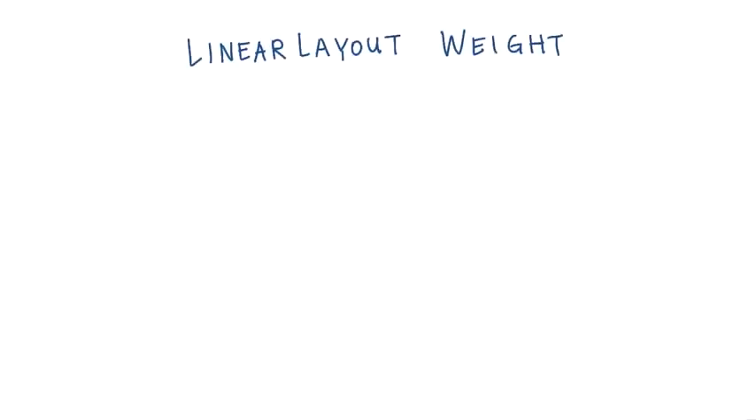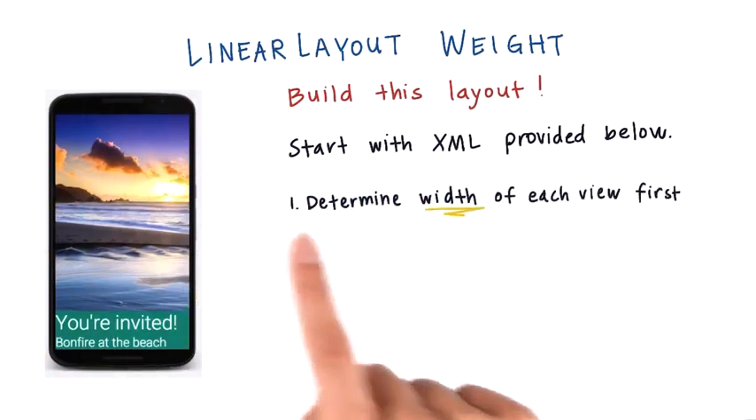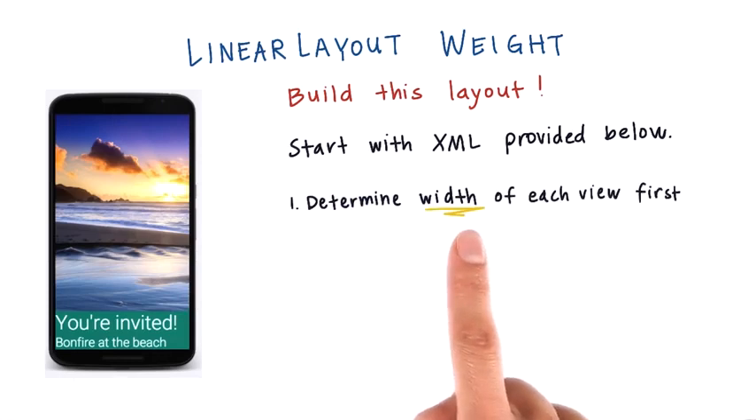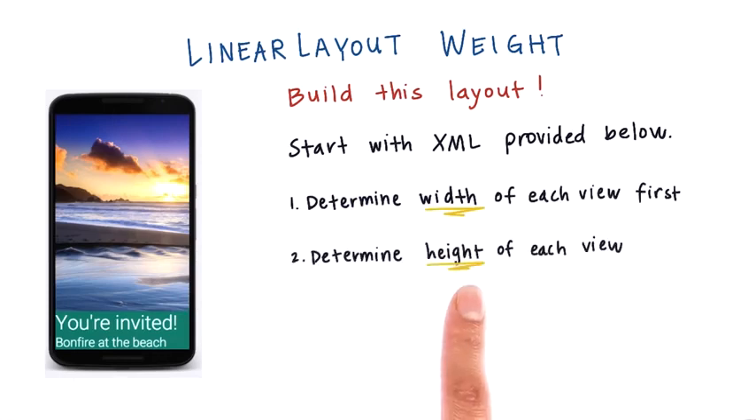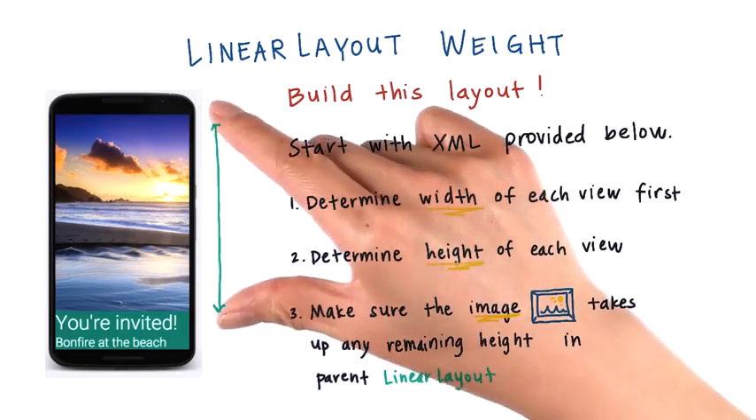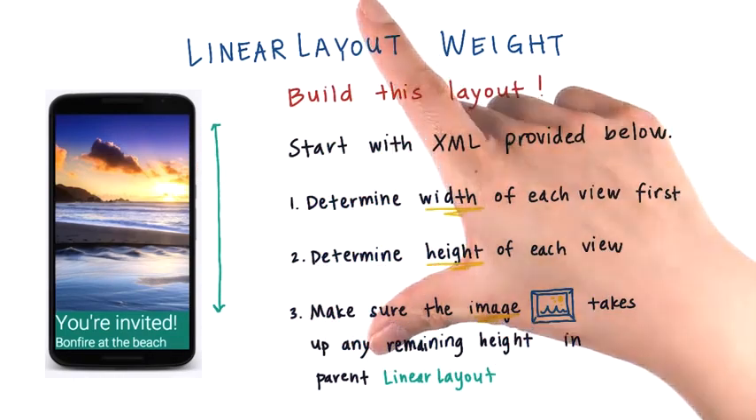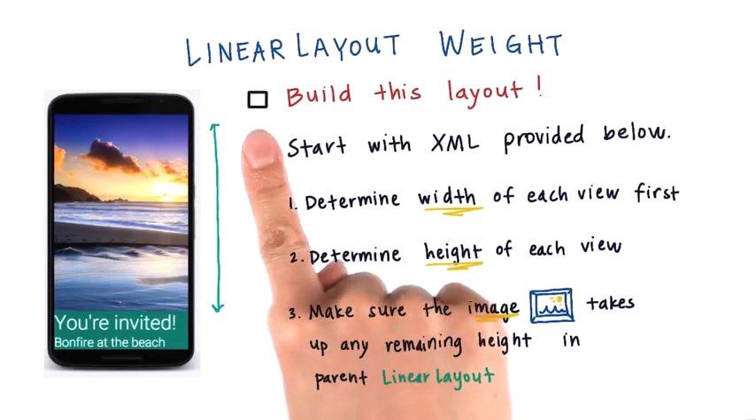Now it's your turn to practice. We want you to go ahead and build this layout in the XML visualizer. You can start with the XML that we've provided below. Here are a couple tips. When you try to tackle something like this, try to first determine the width of each view, and then go ahead and try to determine the height of each view. Also, make sure that the image takes up any remaining height in the parent linear layout. So on a smaller screen device, it will take up less height. On a larger screen device, it will take up more height. Okay, go for it. Check this box when you're done.